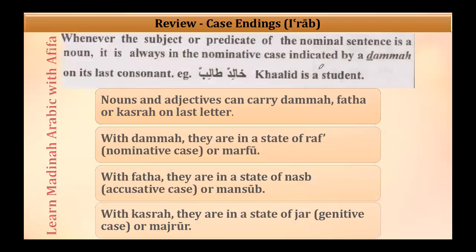So this is just a recap of what we already talked about. You can read this on your own, but this is just a recap. For example, Khalidun talibun. Khalid is a student. So we see that this has a dhamma. It's nominative. And this is the predicate, which also has a dhamma. Talibun. Khalidun is a student. Okay, so we already said nouns and adjectives are going to carry dhamma, fatha, or kasra.